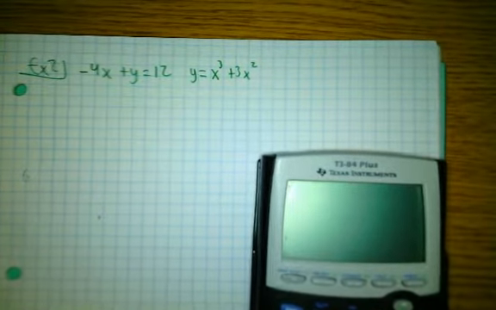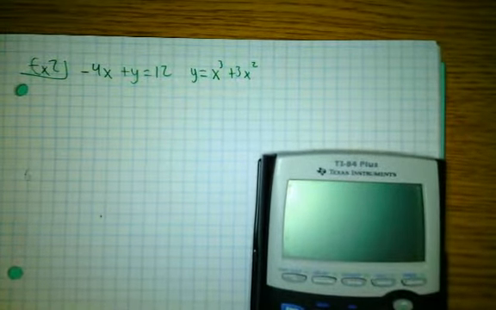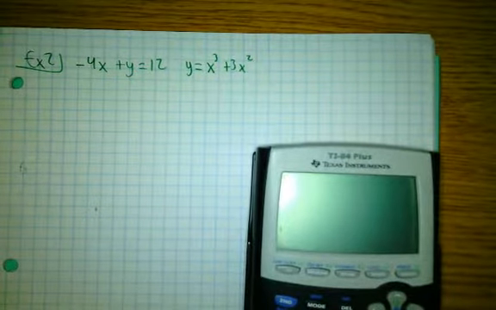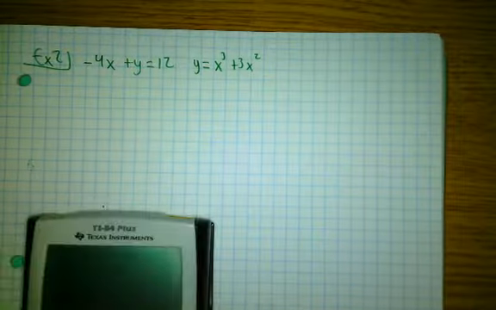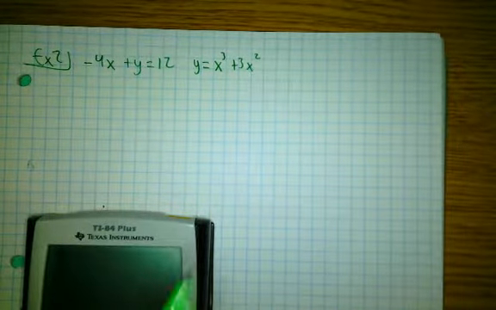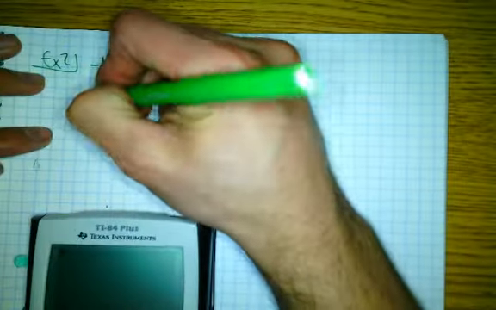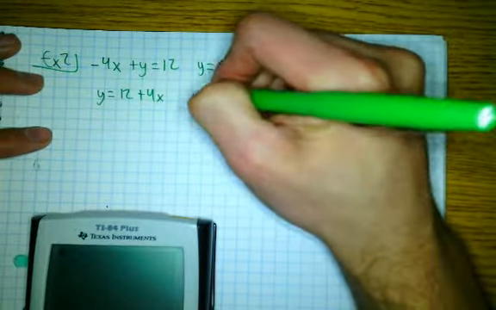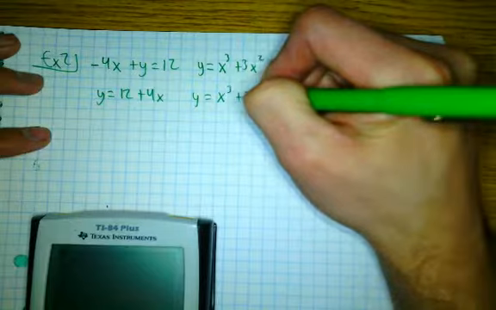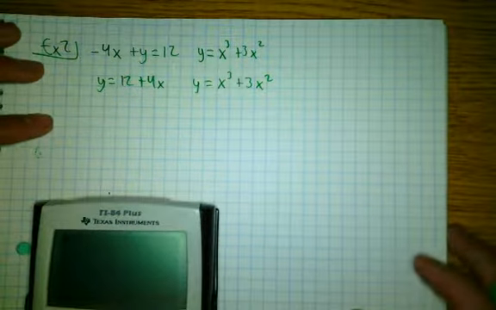If you want to do it, sure. I'm just trying to show you how we would do it on the calculator, like the problem completely. Okay? Alright, so the first thing we're going to attempt to do here is make sure that we can solve the first one for y. Agreed? So it's y equals 12 plus 4x, and y equals x to the third power plus 3x squared.